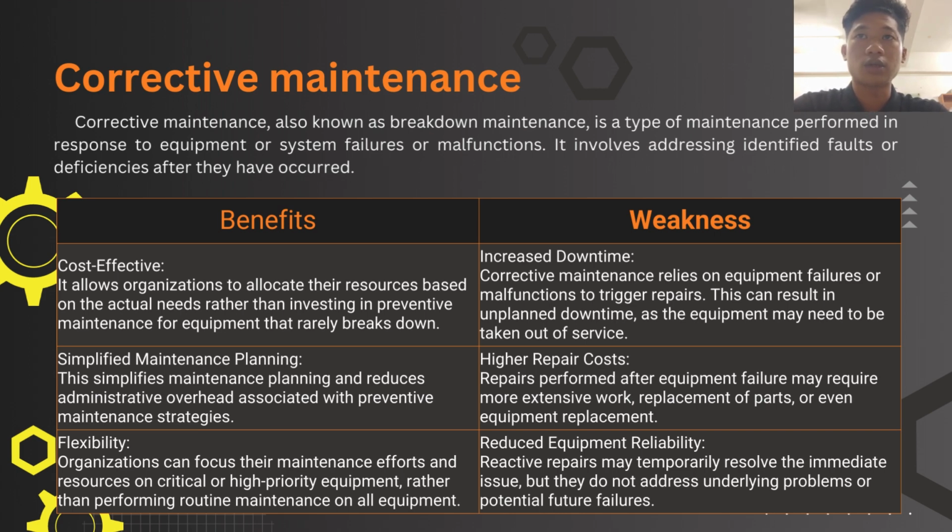The first one is cost effective. It allows organizations to allocate their resources based on actual needs rather than investing in preventive maintenance for equipment that rarely breaks down. The weakness is increased downtime. Corrective maintenance relies on equipment failures or malfunctions to trigger repairs. This can result in unplanned downtime as the equipment may need to be taken out of service.